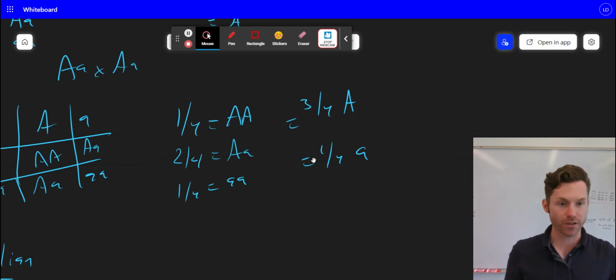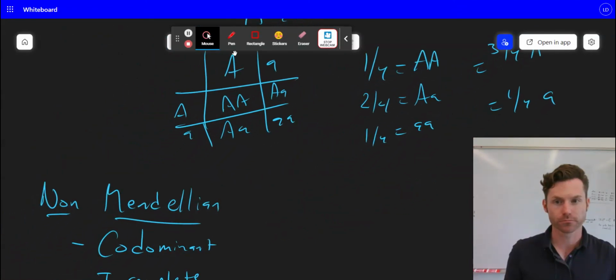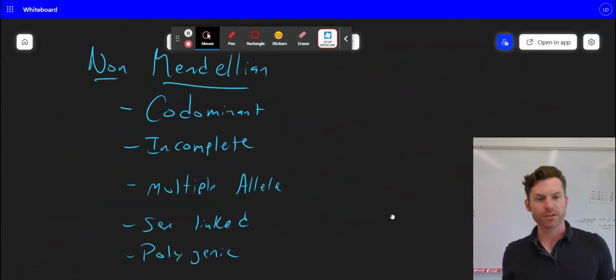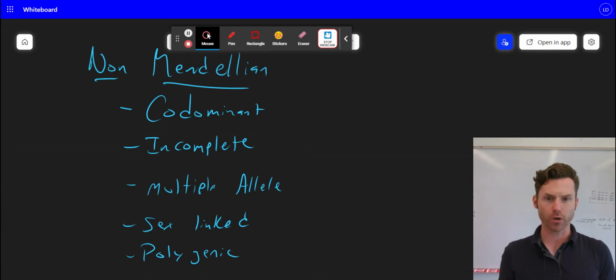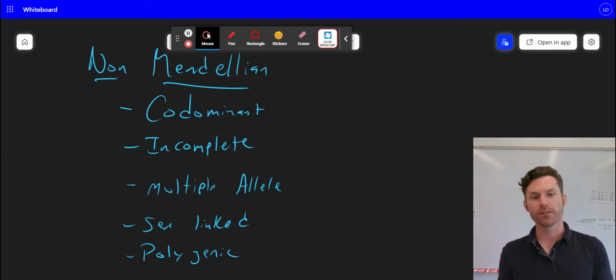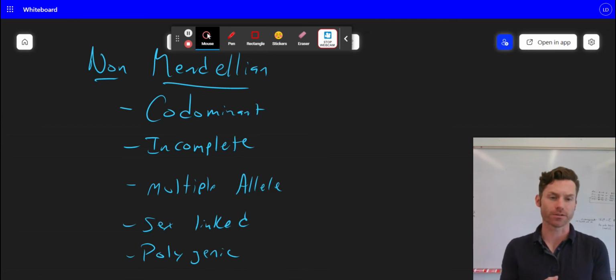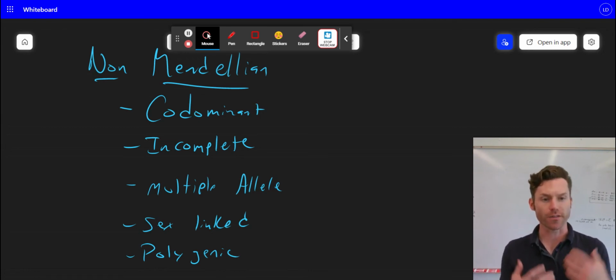Over here, I have my phenotypic ratios based on these genotypes. So 3/4 of these organisms will present dominant, and 1/4 will present recessive. Cool? Which brings me to this last topic point of this topic review, the non-Mendelian inheritance patterns. So these are variations of that typical setup.